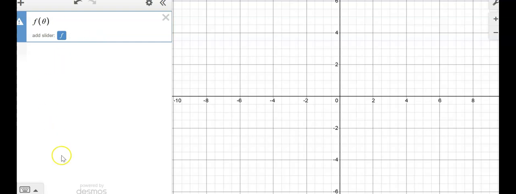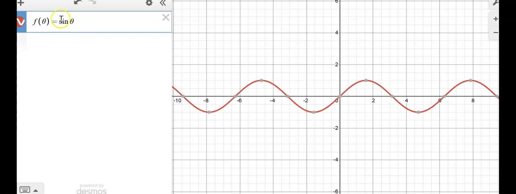Function of theta is equal to, let's talk about the basic one, sine theta. As you can see, we have the graph of sine theta here. The graph of sine theta passes through the origin. You can see 0, 0 here, and one complete cycle starts from 0, 0 and finishes at 2 pi. You can see it's 2 pi, 0, so that's one complete cycle. The period is 2 pi.